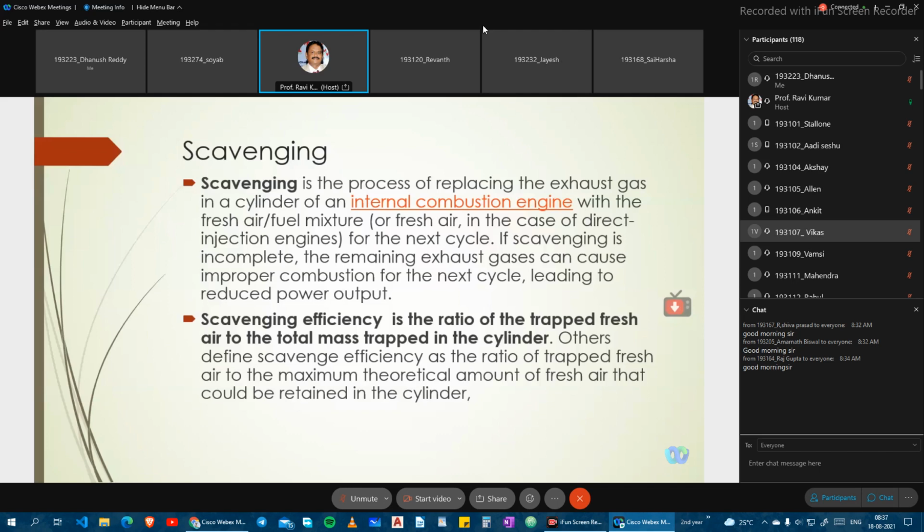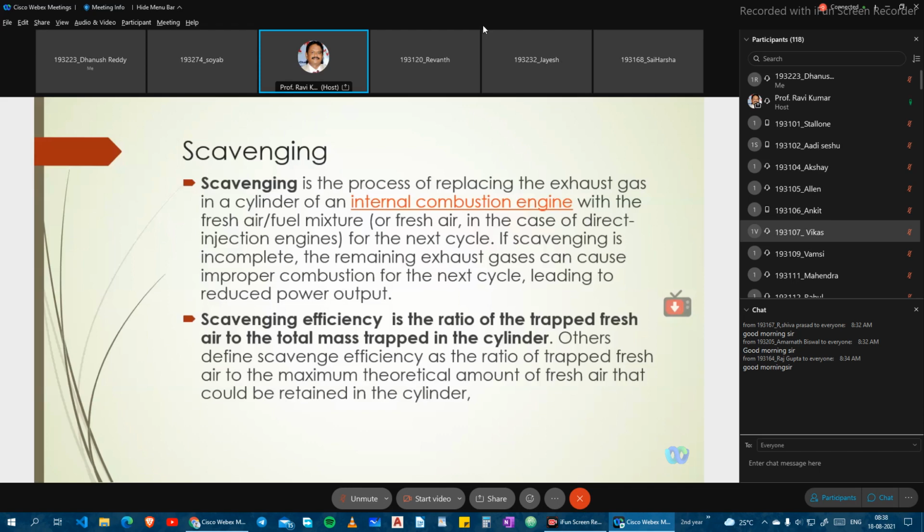Scavenging is the process of replacing the exhaust gases inside the cylinder. How do we replace the previous cycle's gases from the combustion chamber? That is the main thing here. They are replaced with fresh air or the fuel mixture, or fresh air in the case of direct injection engines, for the next cycle. If scavenging is incomplete, the remaining exhaust gases can cause improper combustion in the next cycle, leading to reduced power output. That is the major definition of scavenging.